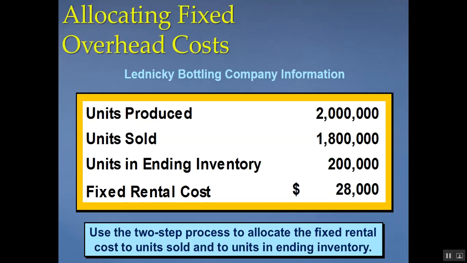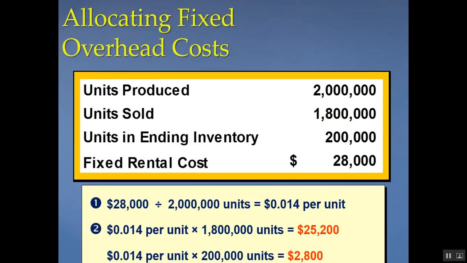Here we have fixed rental cost of $28,000. Again, we're going to use the two-step process to allocate the fixed rental cost to units sold and to units in ending inventory. So we're going to use units produced. $28,000 divided by 2 million units is 0.014 per unit, times 1.8 million units sold, and then times 200,000 units still in ending inventory.